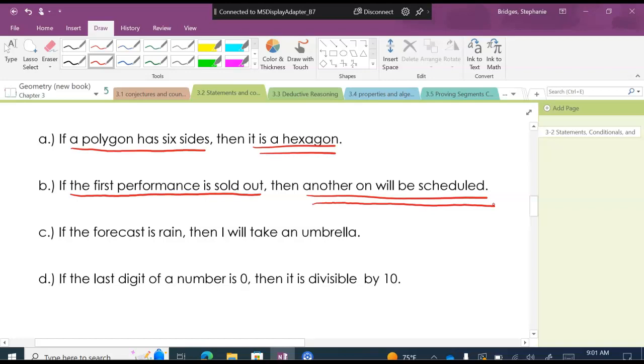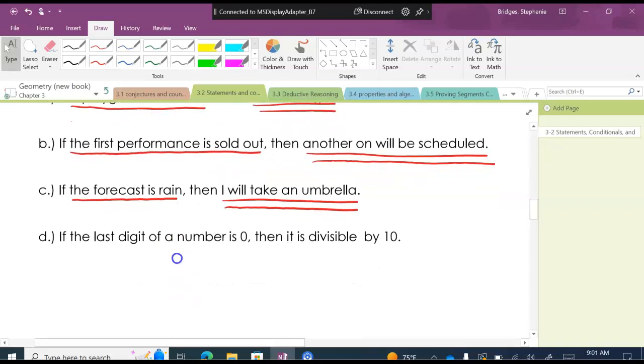All right, what about C? What do I underline once? Right. Can we have a test on just this right here? Just the underlining? No. But we will have a quiz on this stuff next week. Okay, if the forecast is rain is my hypothesis, I will take an umbrella is my conclusion. The last digit of a number is 0 is my hypothesis. It is divisible by 10 is my conclusion. So if they're written in if-then form, it's easy. Here's my hypothesis, here's my conclusion. The hard part is just remembering when we have to write these, okay? But we'll get to that in just a minute.